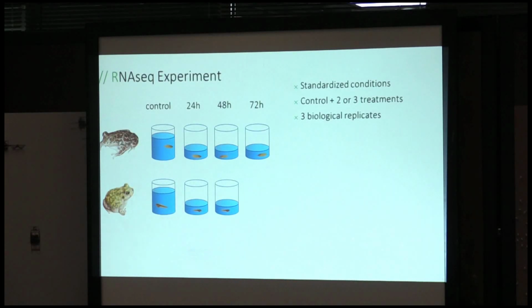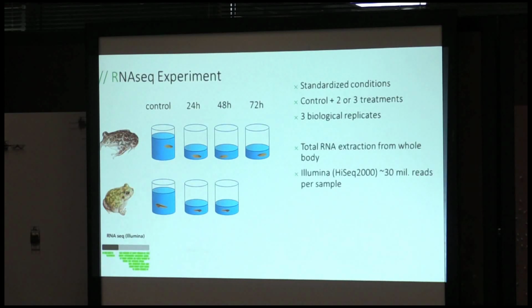Basically, we reared the tadpoles of both species under standardized conditions, and at the developmental stage when they're most sensitive to pond drying, we exposed a subset of these tadpoles to reduced water levels for either 24, 48, or 72 hours. We didn't have a 72-hour category for Scaphiopus because, if you remember, these guys develop extremely fast. We had 3 biological replicates for each of these treatments and control, which is the minimum you need to really be able to say anything statistically from the RNA-Seq data.